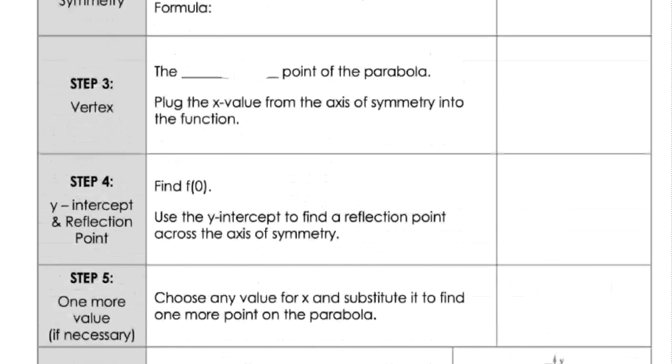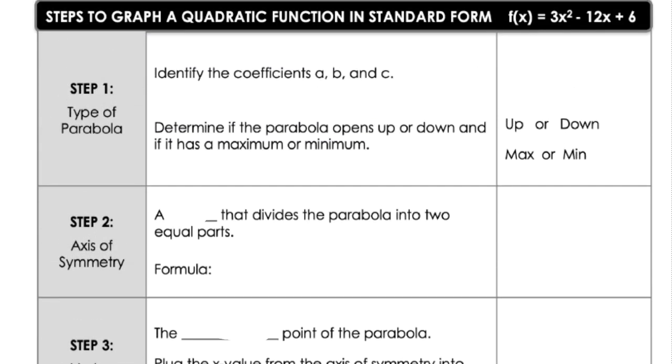Okay, now we are going to take some of that information and use it to help us graph some quadratic functions in standard form. So the first thing that we're going to do is graph this example function up here, 3x squared minus 12x plus 6. We're going to graph that in standard form by hand, so we're not going to use the calculator this time. We are going to use all the things we just talked about. So here's where we're going to start.